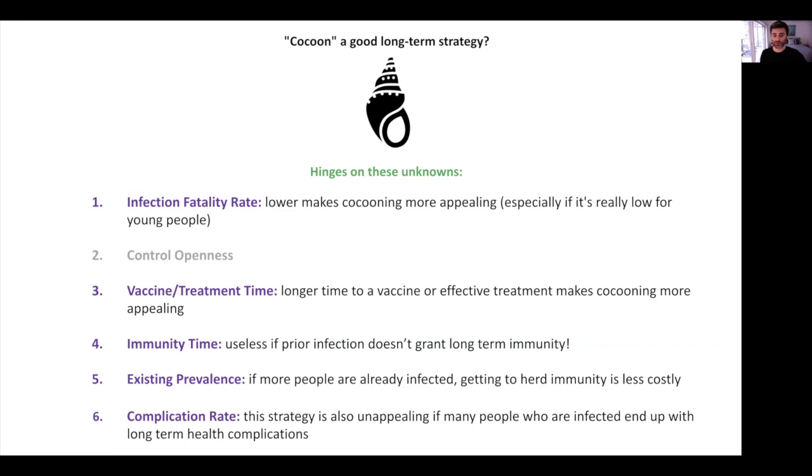It's also going to depend on number 5, the existing prevalence. So if more people in the population are already infected, getting to herd immunity is less costly. For example, if you already have 20% of people infected, then you don't need to go that much further. Maybe we need to go to 60 to 80% to get herd immunity, but that's less costly than if you start at 2% of people already infected. Finally, it's going to depend on 6, the complication rate. So this strategy is also going to be unappealing if a large number of people who are infected end up with long-term health complications, even if they survive, because in that case you could be putting lots of young people at risk for long-term health complications.